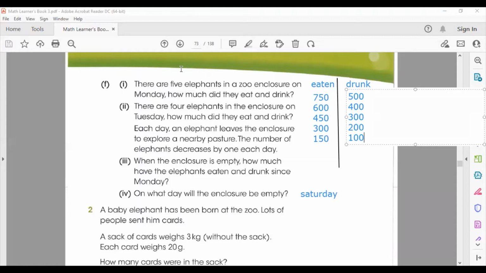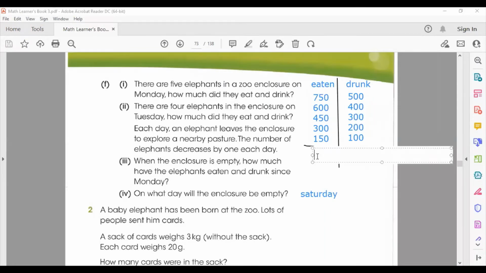It's written here, when the enclosure is empty, how much have the elephants eaten and drunk since Monday. So we need to add all this. Let's add, 0 as it is coming down. 5 plus 5 plus 5, 15. Write here 5 and carry, 7, 8, 9, 10, 14, 18, 19, 20, 21, 22. So 2250 kg eaten. You can also write kg here. And what about drinking?